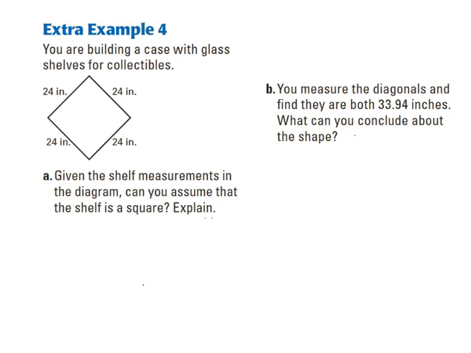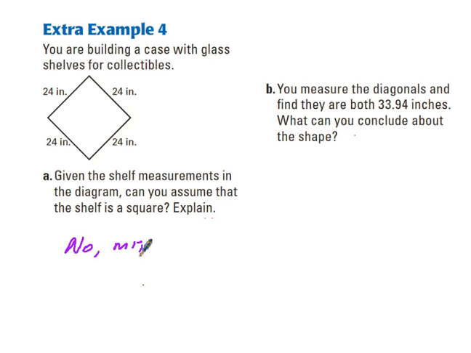You are building a case with glass shelves for collectibles. Each side is 24 inches. Could be a square or it could be a rhombus in this case, right? Given the shelf measurements in the diagram, can you assume that the shelf is a square? I'd have to say, what would you say, Savannah? Can I assume this is a square? We'd need right angles to assume that's a square, so I'd have to say no.